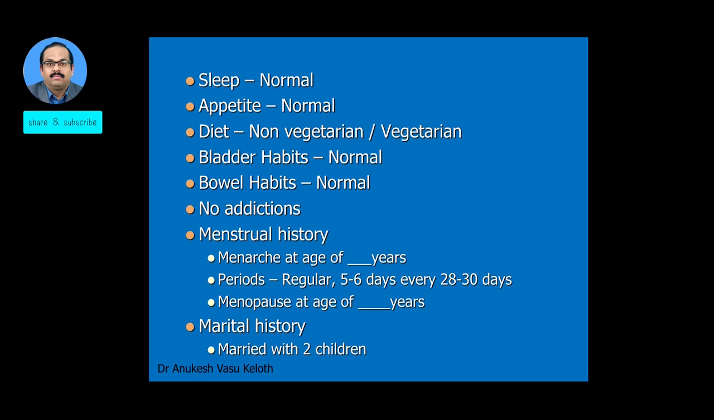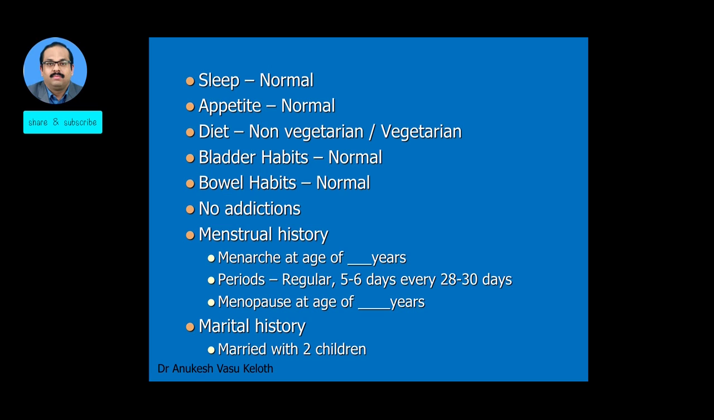The bladder habits are normal, the bowel habits are normal. Here I must mention that in bowel habits, you can develop constipation during hypothyroidism and diarrhea because of thyrotoxicosis. Similarly, if there are no addictions, you can mention no addictions. The menstrual history: the menarche was at the age of 10 years or 11 years accordingly. The periods are regular with 5 to 6 days flow and occur every 28 to 30 days. It's a normal cycle. Menopause, if it is an elderly patient, you can mention menopause at the age of 52 years or 50 years, whichever is her age.